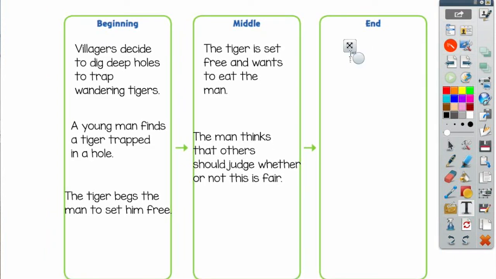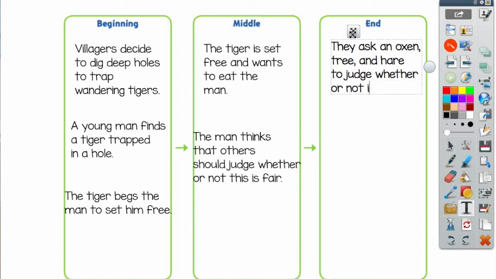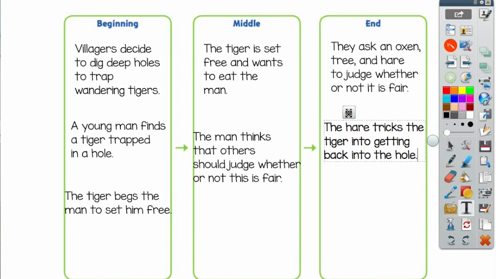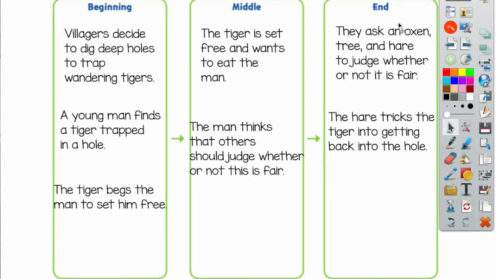So we can say, they ask an oxen, tree, and hare to judge whether or not it is fair. We also want to include that the hare tricks the tiger into getting back into the hole. By mentioning these 2 important details, we see the solution to the end of our story. So even though the oxen and the tree said no, he should be able to eat you, the hare ends up tricking the tiger so he can't eat the human.